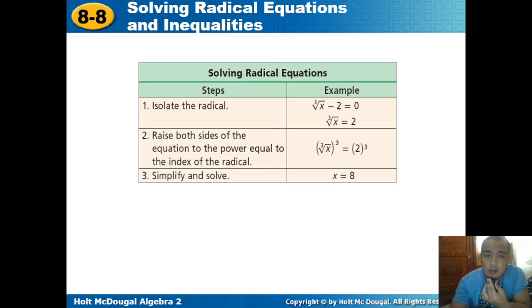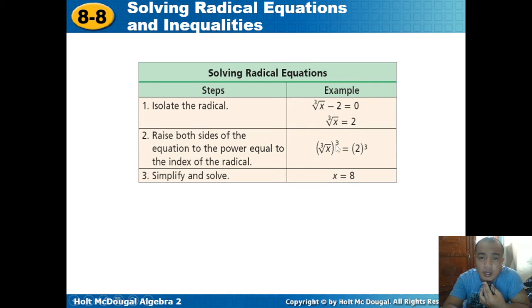Okay, these are the steps in solving radical equations. First, isolate the radical. Most probably sa left side of the equation. So if we have here cube root of x minus 2 equals 0, transpose natin yung negative 2 to the right side. So by that, you isolated the radical. Cube root of x equals 2. Then next, since the index is 3, we're going to raise both sides of the equation to the power equal to the index of the radical. So the index is 3, we're going to raise both sides of the equation to 3.